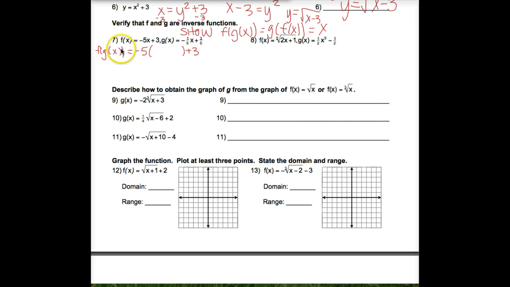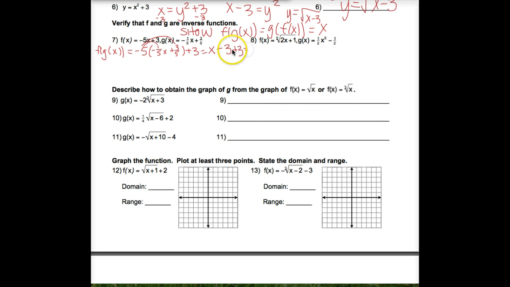In the parenthesis goes the inside function, so that's my g, negative 1/5 x plus 3/5. So now I'm going to simplify that. Order of operations. First I'm going to multiply. So negative 5 times negative 1/5 is 1, so that's just 1x, and then that will be negative 5 times 3/5 is negative 3, and then don't forget this plus 3 that you have out here.